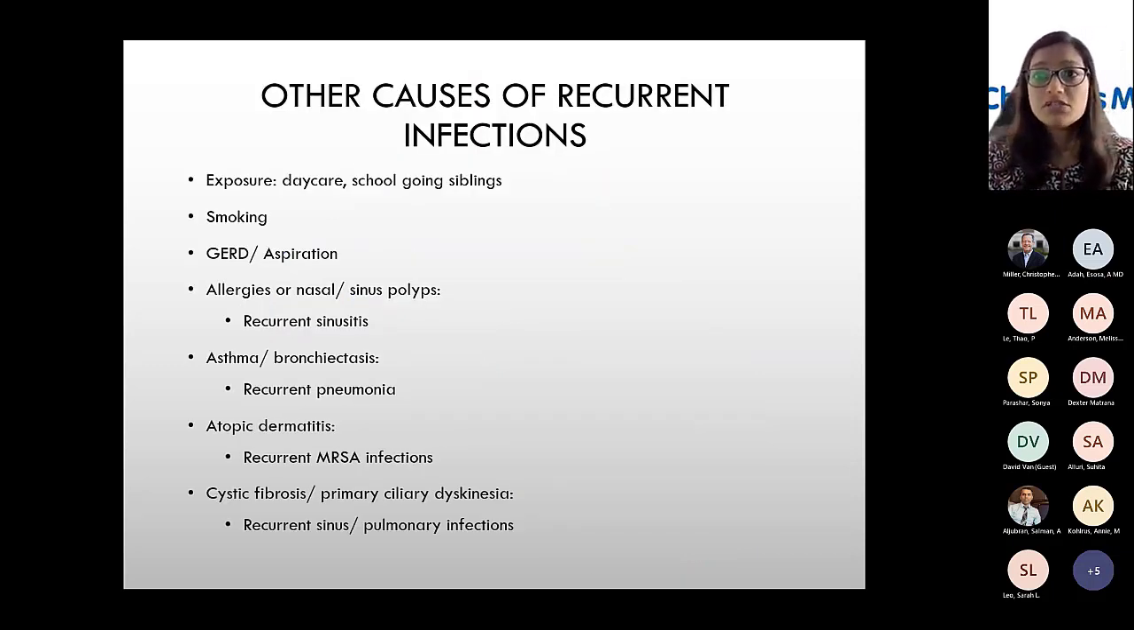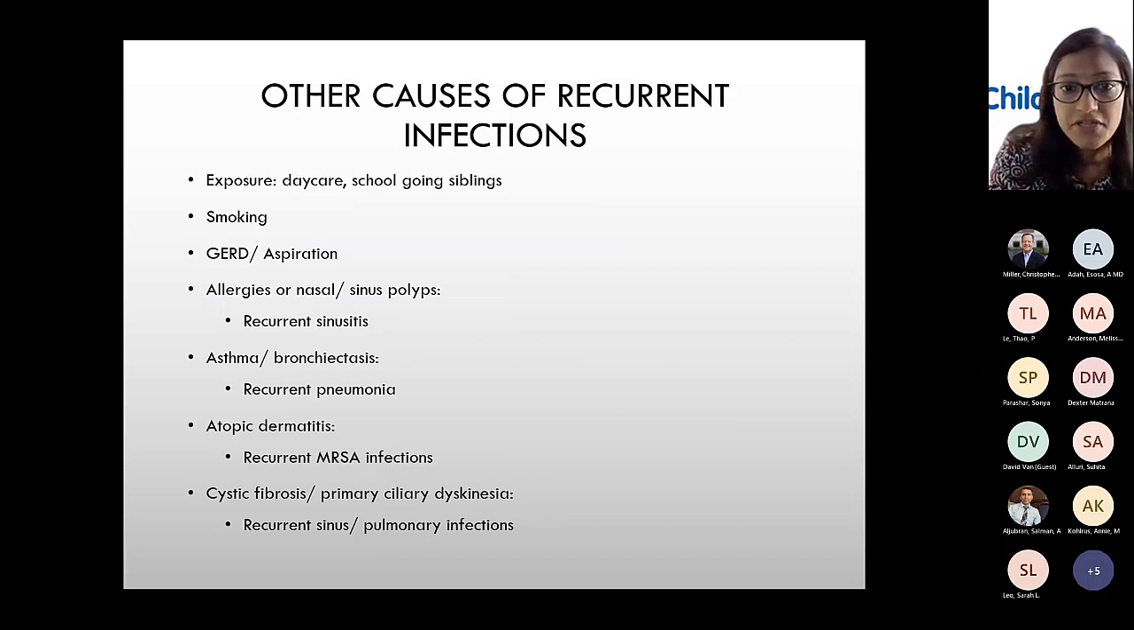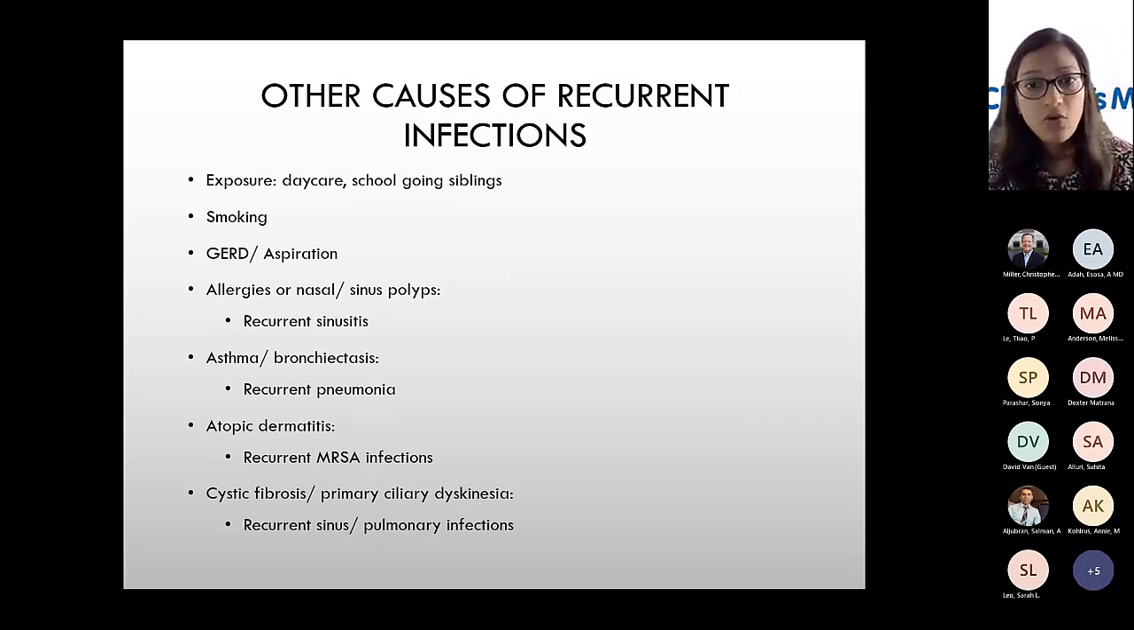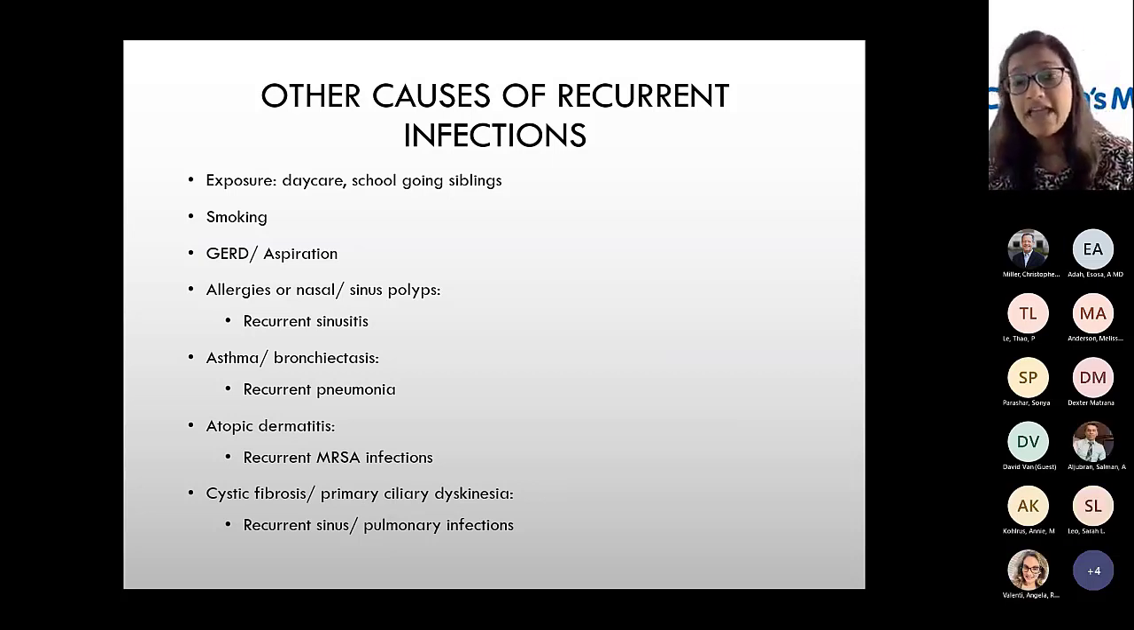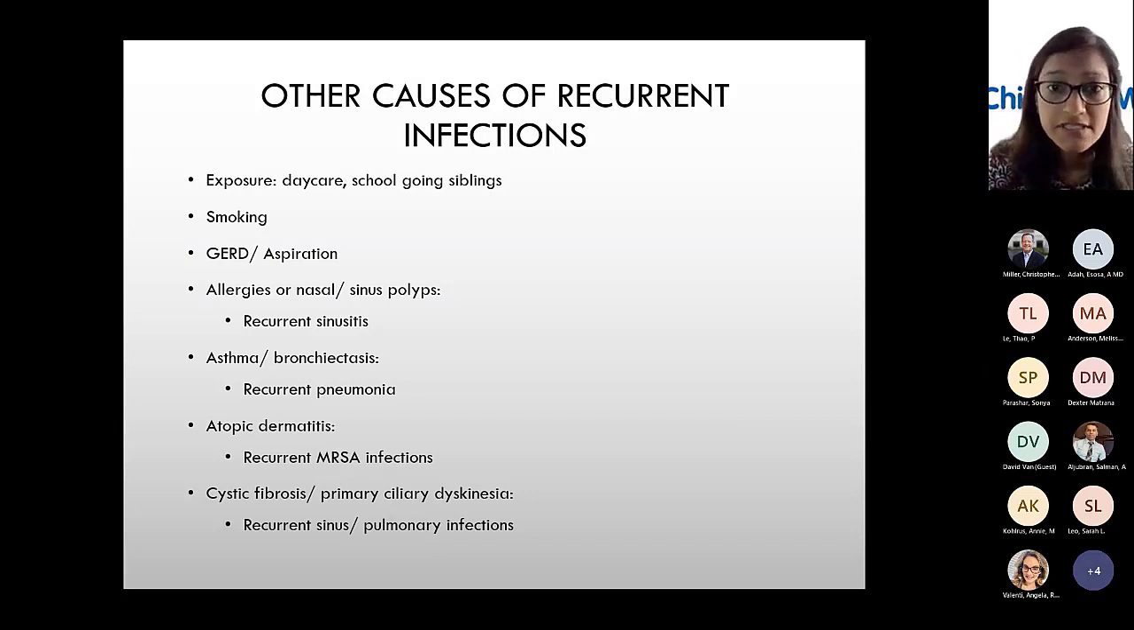All right. Well, so I think we went through some of these factors here, exposure in daycare or siblings who are going to school. This is a very common scenario in our clinics. Smoking, we don't think of too much, but passive smoke exposure can also be a predisposition to certain types of infections in early childhood. Just having reflux and aspiration can lead to lung infections. Just having seasonal allergies or nasal polyps, those can lead to recurrent sinus infections, or having bronchiectasis can present with frequent lung infections.